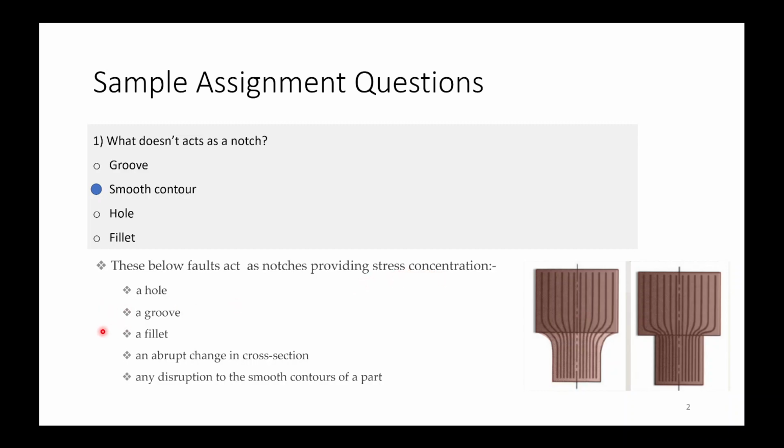A groove, a fillet, an abrupt change in cross section such as here. In this case, the cross section is changing relatively less abruptly. Any disruption to the smooth contours of the part will be counted as a notch, which can lead to initiation of a crack in your material.